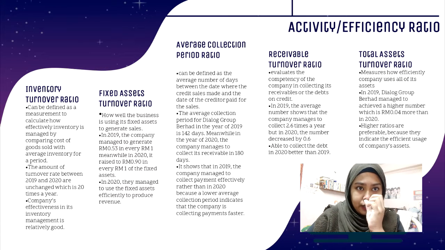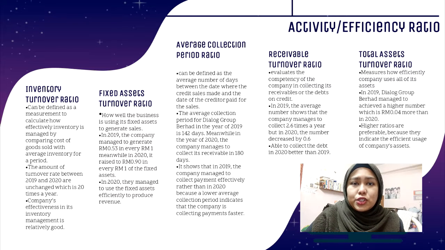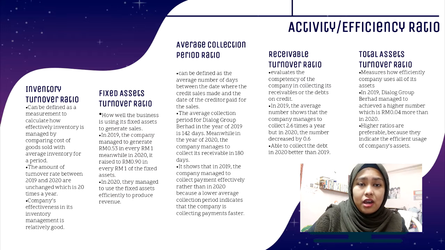Therefore, for Dialog Group Berhad in 2019, they managed to generate 53 cents in every 1 ringgit of their fixed assets. Meanwhile, in 2020, it shows that the company managed to generate 90 cents for every 1 ringgit of their fixed assets. This indicates that in the year of 2019, Dialog Group Berhad's fixed assets were not used efficiently to produce revenue, as 53 cents was much lower than 90 cents in 2020. Furthermore, the year 2020 indicates that the company may need to invest more in capital expenditure than in 2019 to achieve higher revenue.